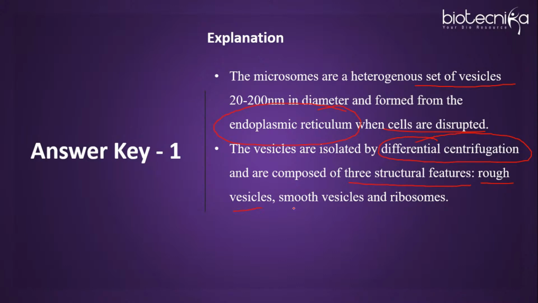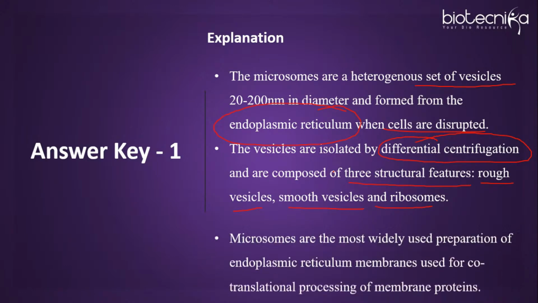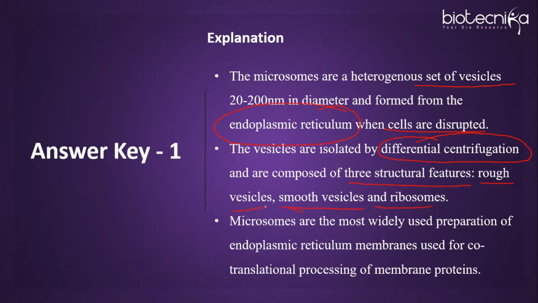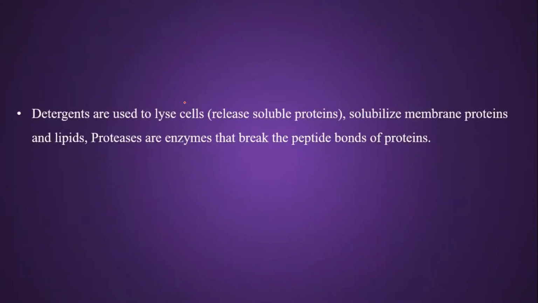Rough vesicles, smooth vesicles, as well as ribosomes. Next, microsomes are the most widely used preparation of endoplasmic reticulum membranes, and they are used for co-translational processing of membrane proteins. So this is all about microsomes. Now how are microsomes related to our question? Let's check it out.